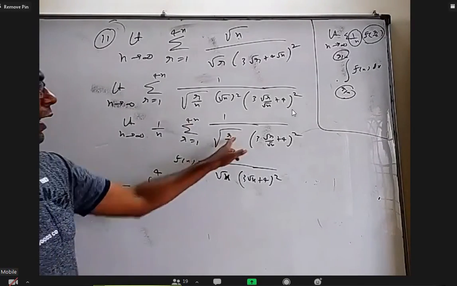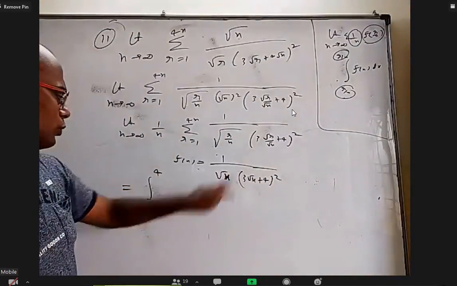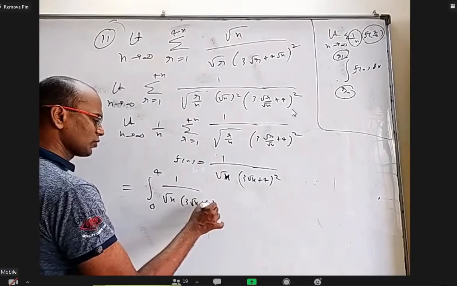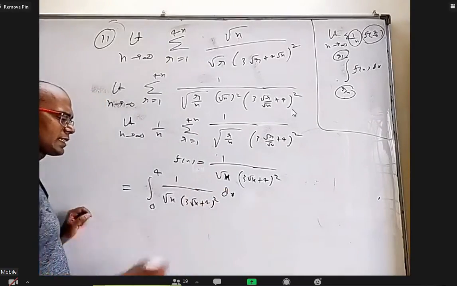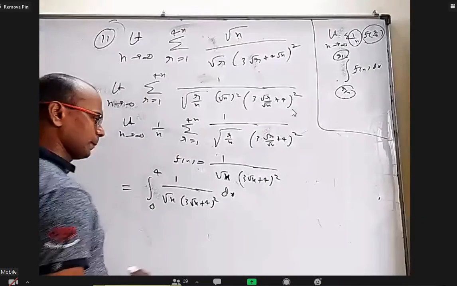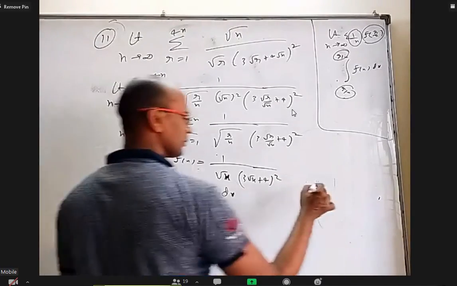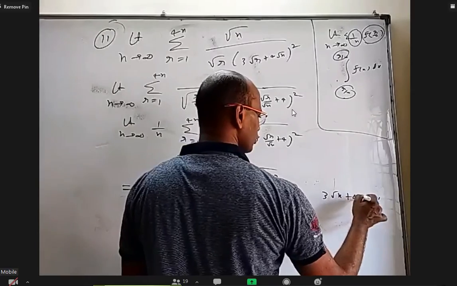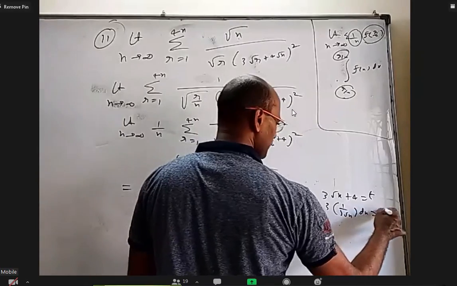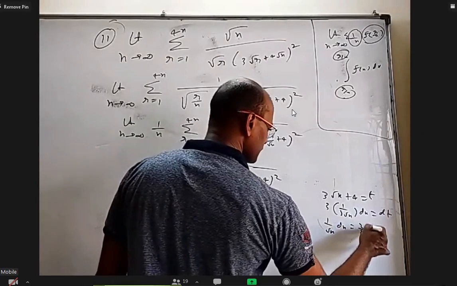Where did 0 come from? R by n, initially 1 by n, and n is infinity, so 0. Finally, 4n by n, which is 4. And my function is root x, 3 root x plus 4 whole square dx. If I take this as dt, because for root x the derivative is 1 by 2 root x, I might as well take the whole thing, 3 root x plus 4, as t. The derivative is 3 into 1 by 2 root x dx, which will be dt. And then 1 by root x dx will be 2 by 3 dt.